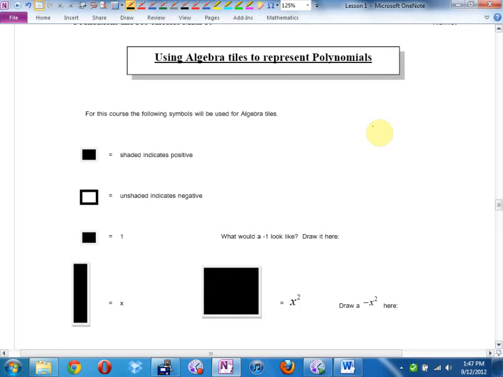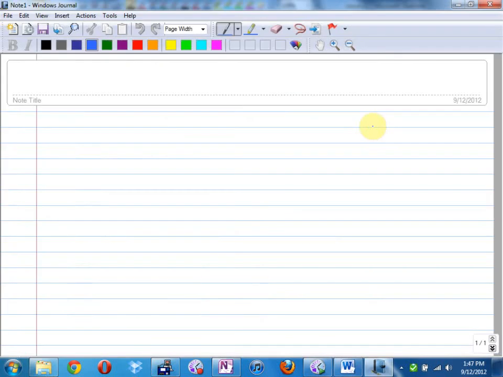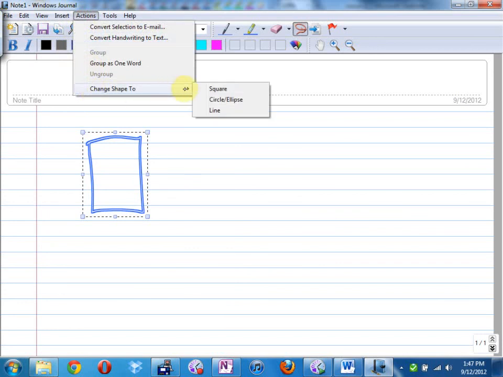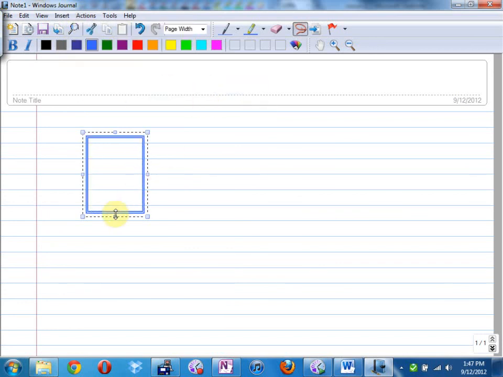Put your pencil down. That's supposed to be a square. It's a terrible picture, so let's cheat. Actions, change shape to square. Does that look like a square? A little too skinny. Is that a square for you folks? On my screen, it's all distorted because the resolution on my screen isn't the same as the projector, but as long as it looks right for you, that looks like a square.